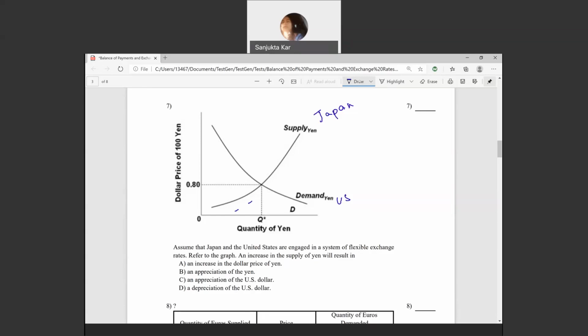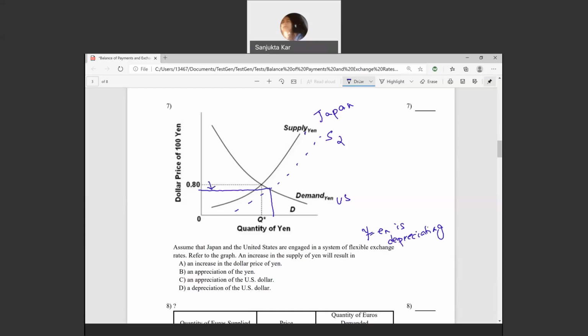Now the supply curve for yen is going to shift to the right. This is S1, this is S2. What happens as a result of that? I would say the exchange rate is going down. That means that yen is depreciating.